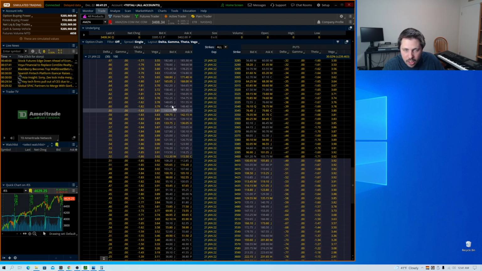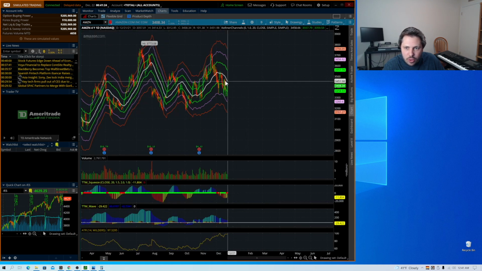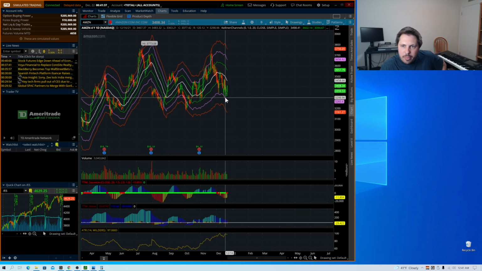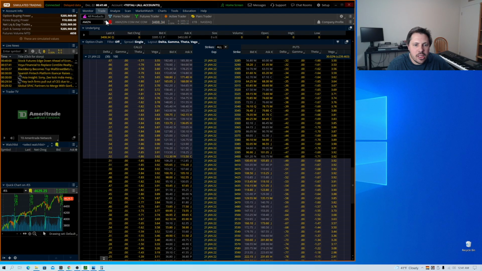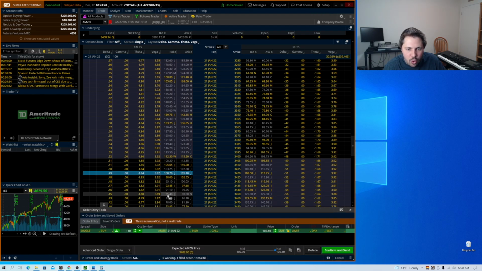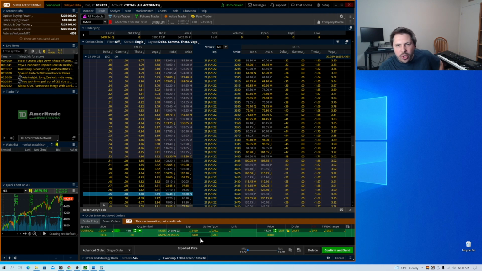So if we look at, 34.58 is the mean price right here. And it's trading at 34.08. So maybe if we did the 34.20, so if we bought this 34.20 and then we sold this 34.50, that's a 30-point spread.